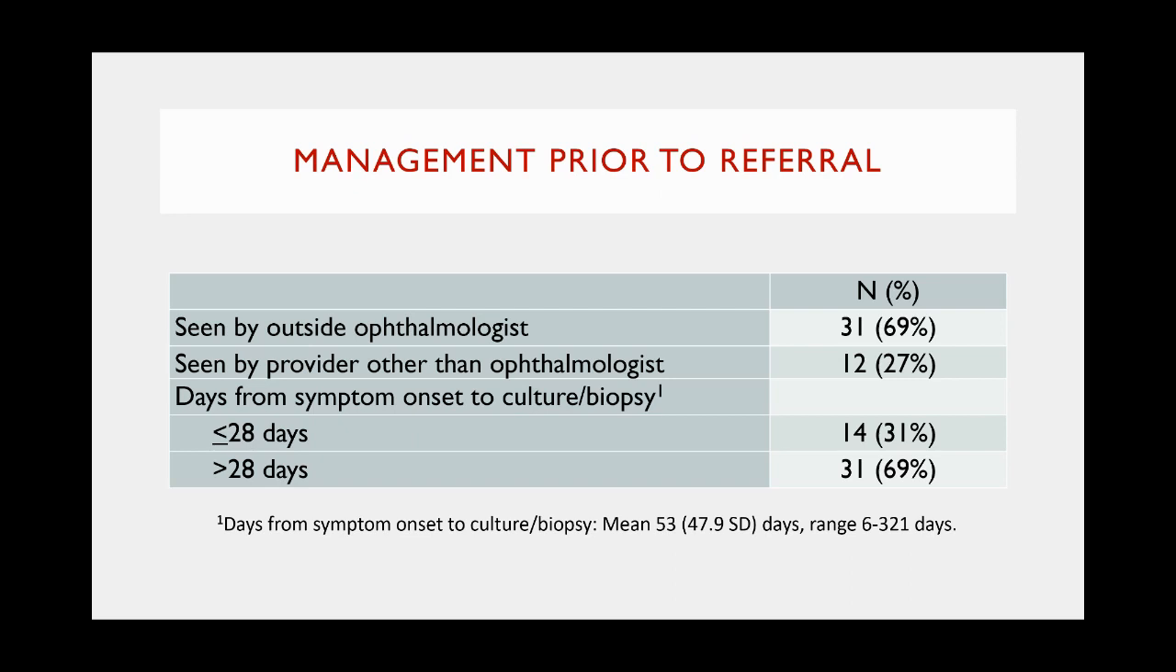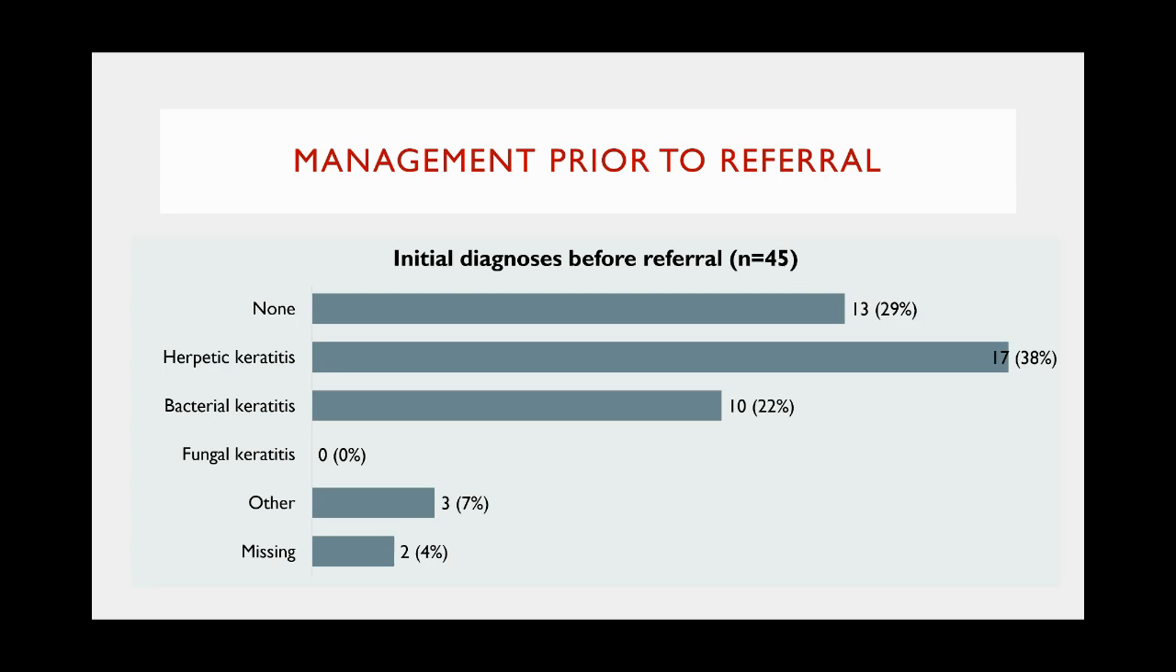The data also showed that 31% of patients had a delayed diagnosis of less than 28 days, whereas 69% had over 4 weeks of elapsed time between symptom onset and diagnosis. When we look at initial diagnosis before referral, we see that 29% of patients had no diagnosis ascribed to them at the time of referral, 38% of patients had been misdiagnosed with herpetic keratitis, and 22% misdiagnosed with bacterial keratitis.